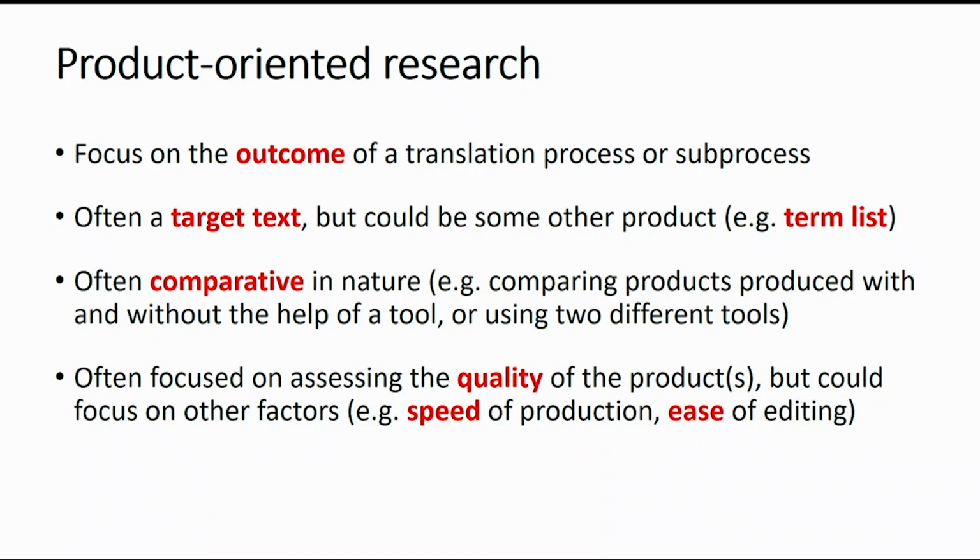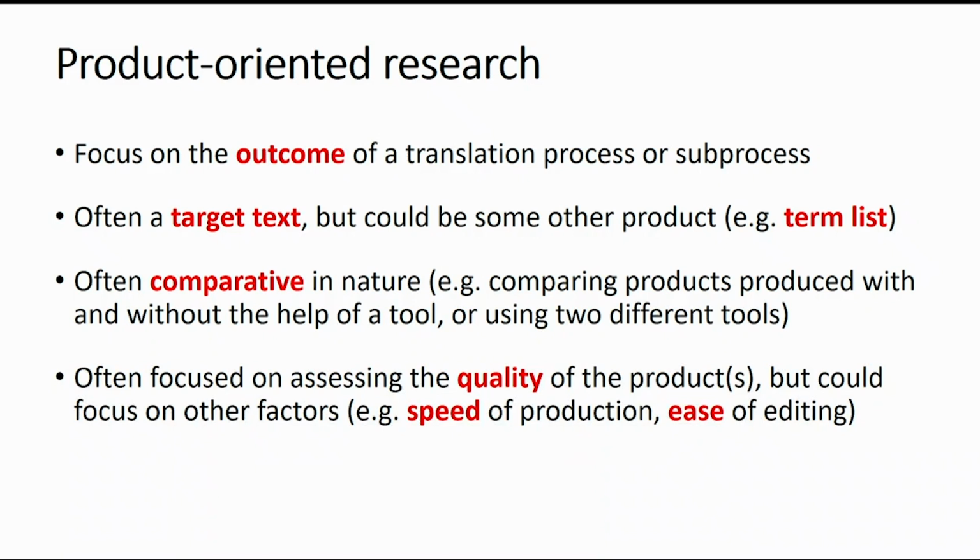So we might have products that were produced either with or without the help of a tool, or that were produced by two different tools, and then we can compare the results. And we often have a focus on assessing quality, right? That's a really important thing for a product, but it is also possible to focus on other factors, like how fast are we able to get that product, or how easy is it to post-edit something. So quality is important, but we might also consider a few other factors.